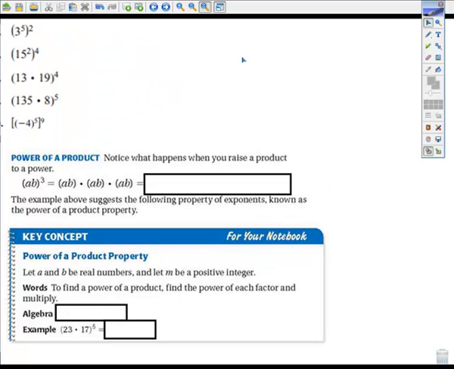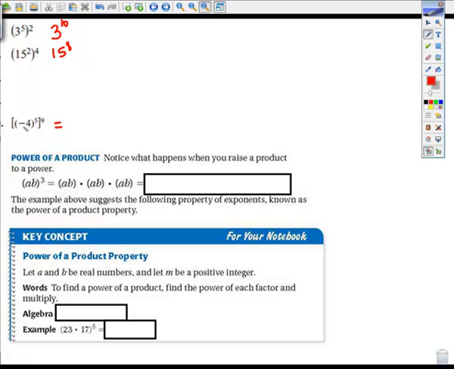Okay, let's do a couple of these. 3 to the 5th to the 2nd is 3 to the 10th, 5 times 2. 15 to the 2nd to the 4th is 15 to the 8th. Notice that those two problems just disappeared because I had them in the wrong spot. So you will actually come back and finish those in a little bit.